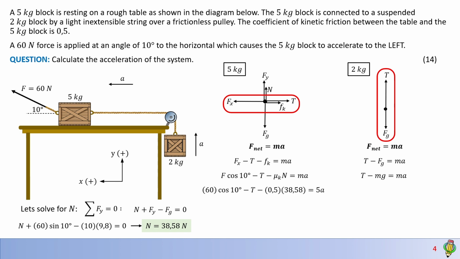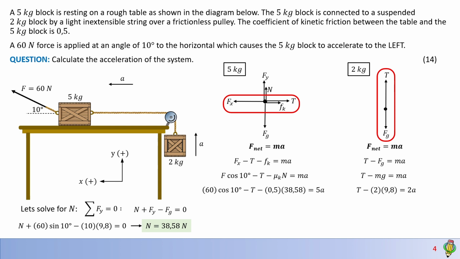F is 60 newtons cos 10 degrees, minus tension, which is not known, minus our mu k, which is 0.5. Our normal force is 38.58. Our mass is 5 multiplied by acceleration. Over on the 2 kg block, we can see our mass is 2 kg. Our gravitational acceleration is 9.8. Then we substitute like that.